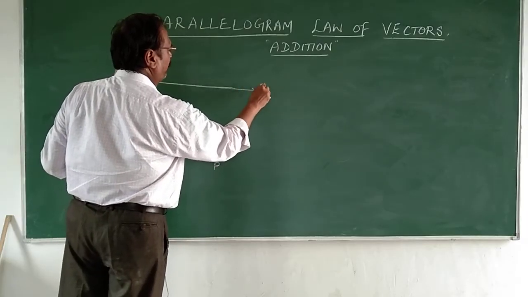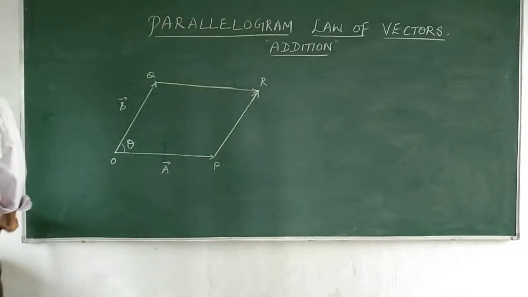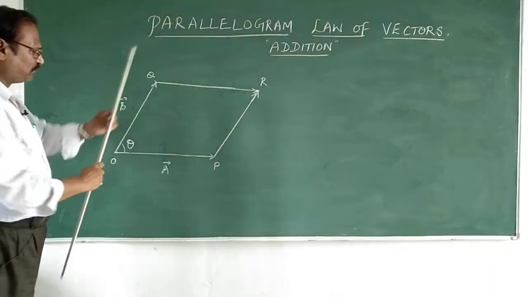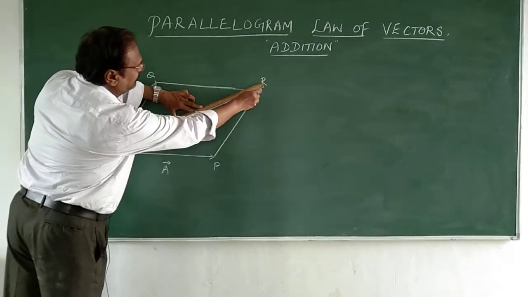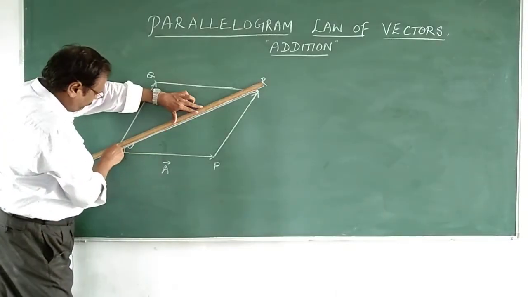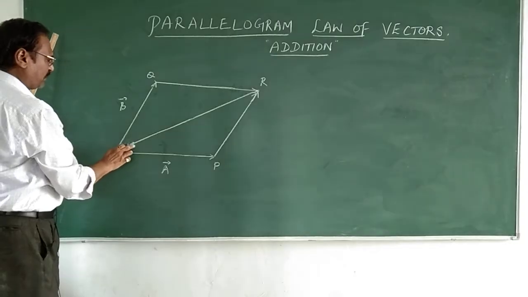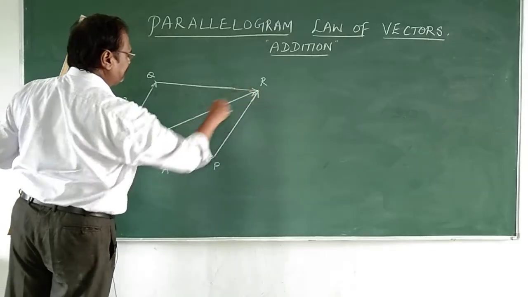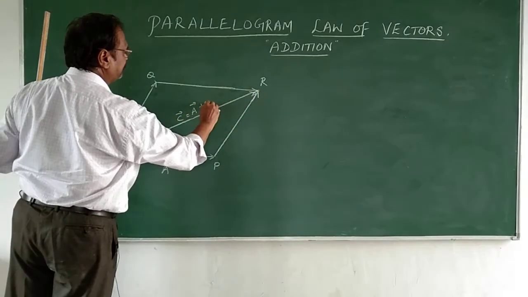Let us say this point is R. Let us now join the point O to R, which gives you the resultant. So this is the line which I am drawing, which is the diagonal. Let me write the angle. This whole angle is theta, and this is the resultant C vector, which is equal to A vector plus B vector.